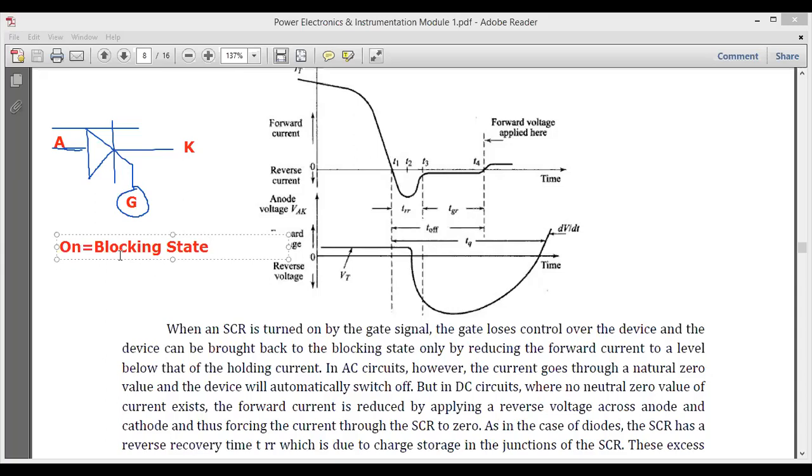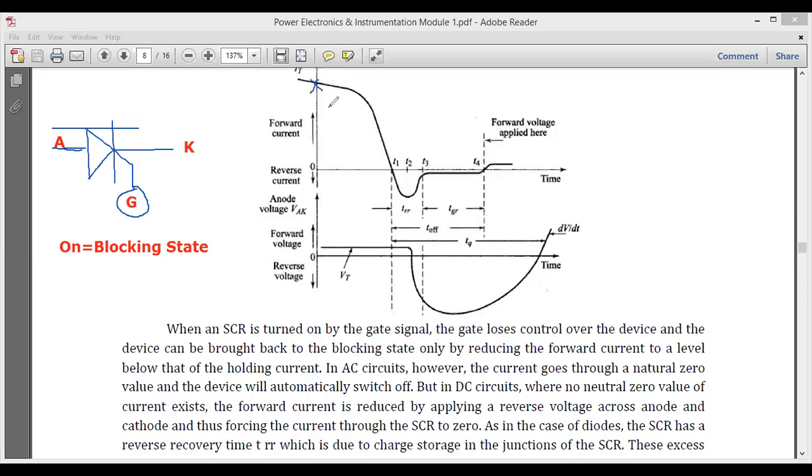And how do we bring it back to the blocking state? By reducing the forward current. That is what we have done in the graph. There was a sufficient amount of current at this particular point here, and my SCR is turned on.